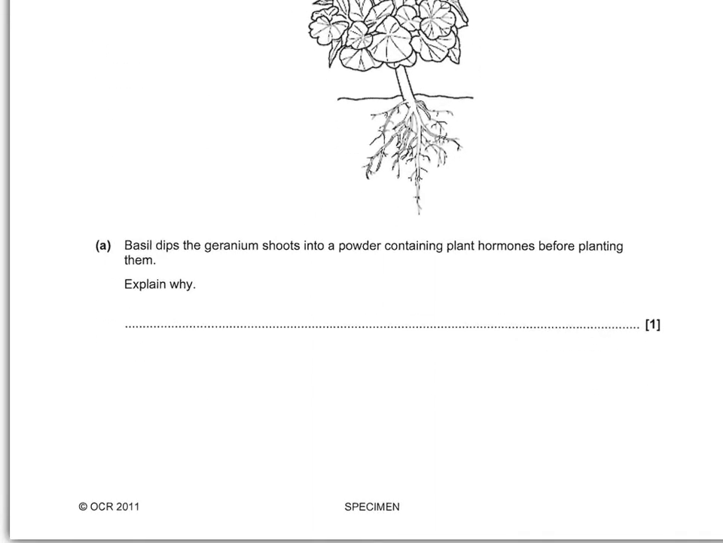Basil dips the geranium shoots into a powder containing plant hormones before planting them. Explain why. So that's simply to make the roots grow. If you put to make the roots grow or to make the roots grow faster, that's fine.